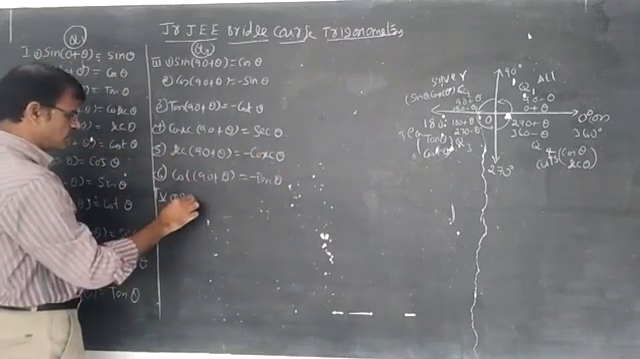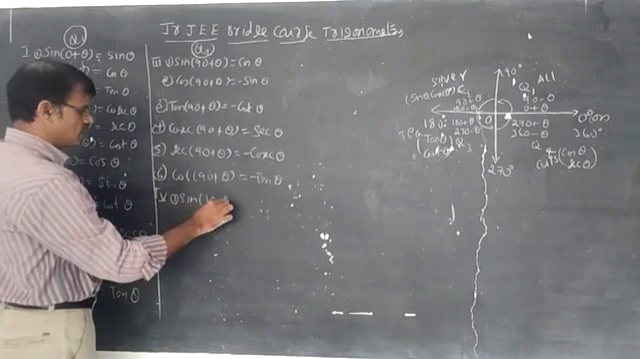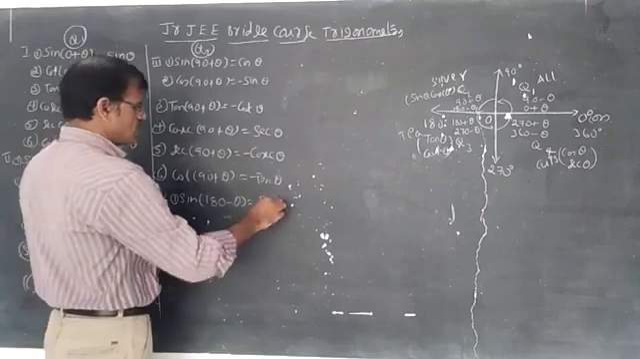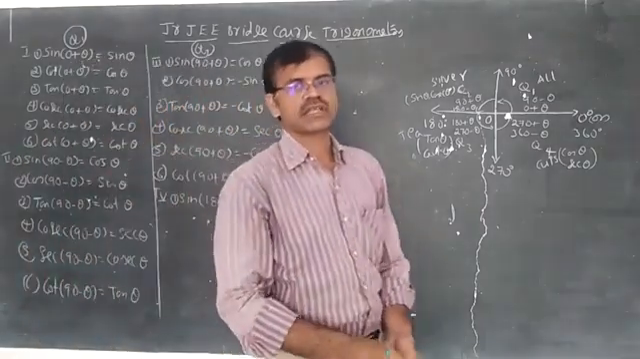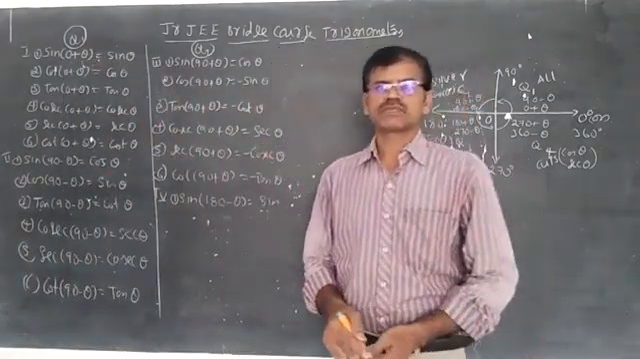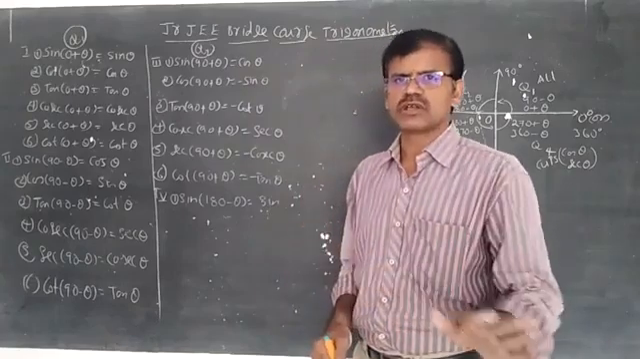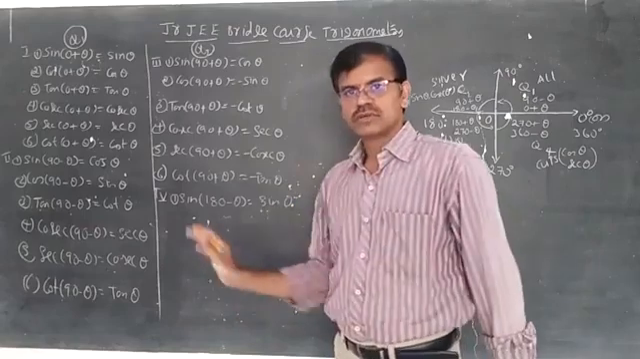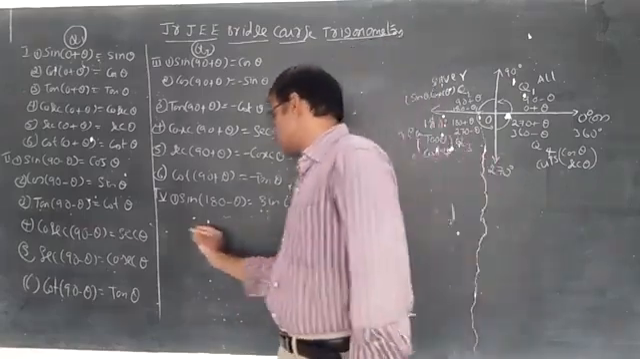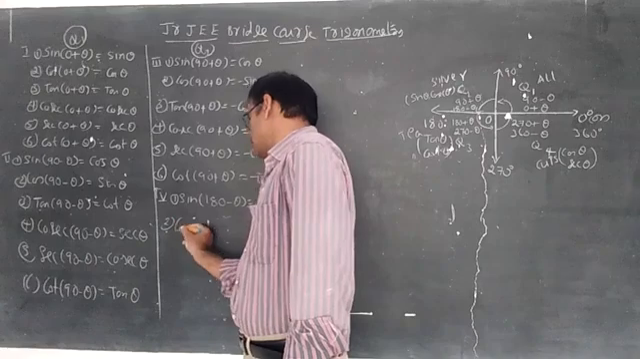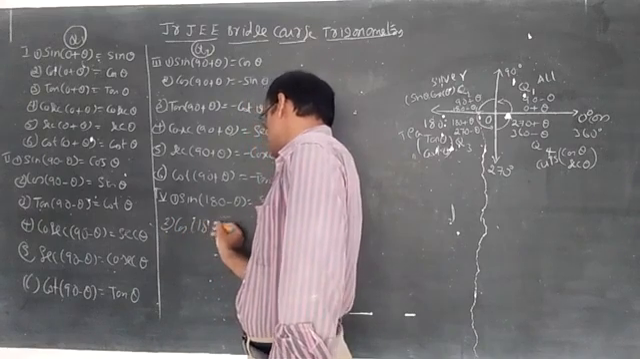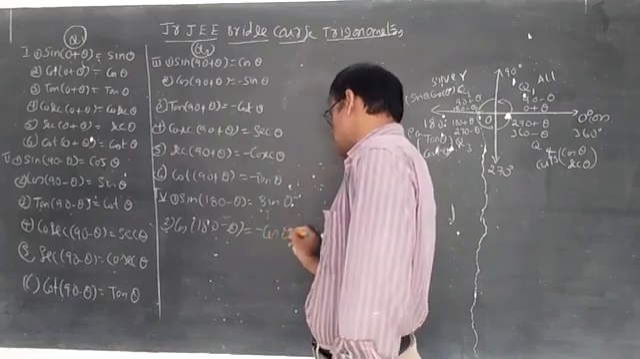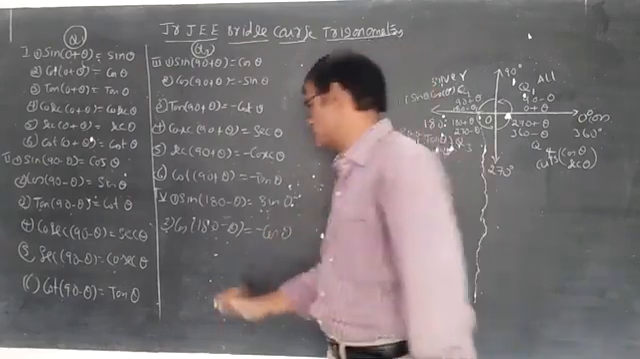First, sine of 180 minus theta. In the case of 180 and 360, the trigonometric functions will not be changed. So there is no question of change. Simply write the name as usual. Sine is positive, so sine of 180 minus theta is equal to sine theta. Next, cos of 180 minus theta becomes minus cos theta because names will not be changed.